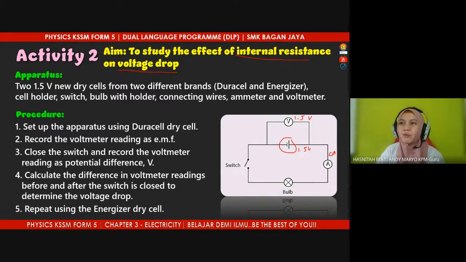And then number 4, you can calculate the difference in voltmeter reading before and after the switch is closed. Now you close the switch. You can see there will be changes in the voltmeter reading, and now there is a reading on the ammeter. So we repeat this activity by replacing the Duracell with Energizer, another brand, Energizer dry cell.